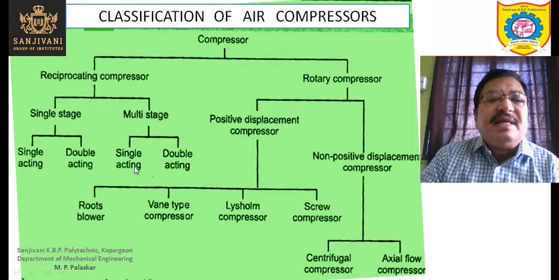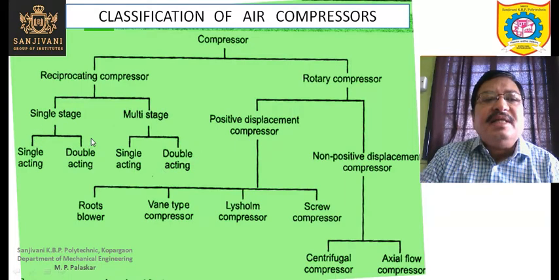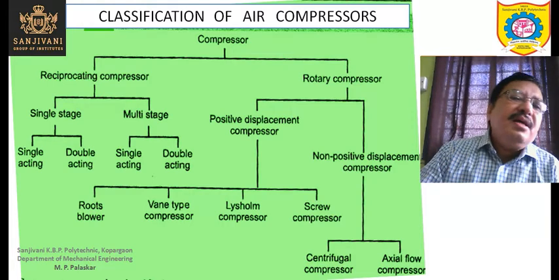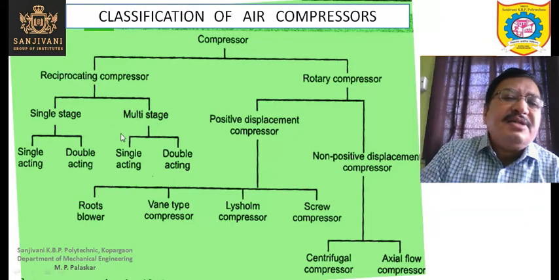And these are further classified as single acting or double acting compressors. These reciprocating compressors may be single acting as well as double acting. Whenever the compression takes place on one side of the piston, generally in single stage compressors, that side of the piston which is opposite to the crankcase is used for compression purpose. So one side of the piston is used for compression. Those compressors are called single acting compressors.